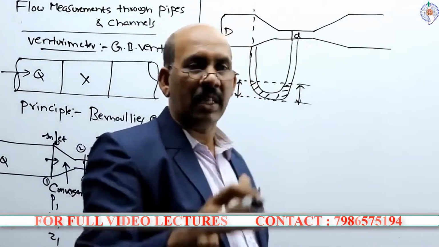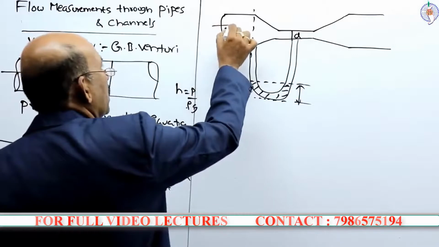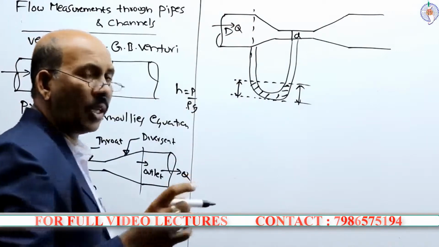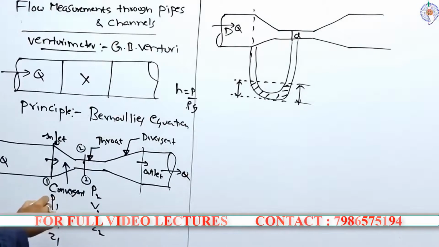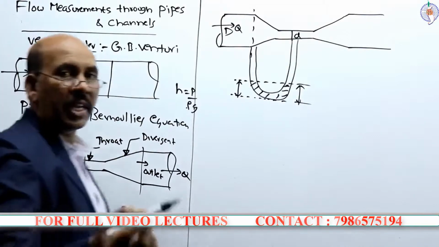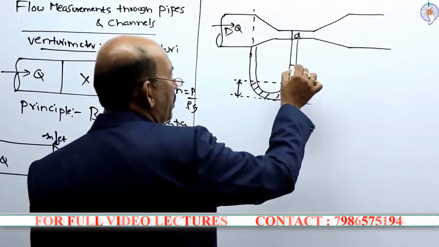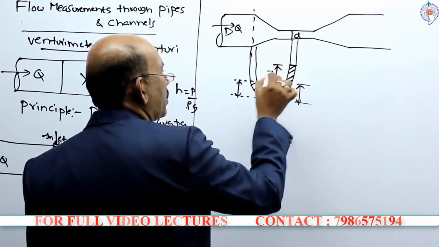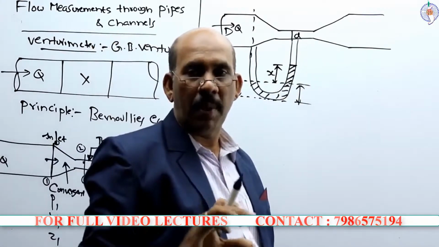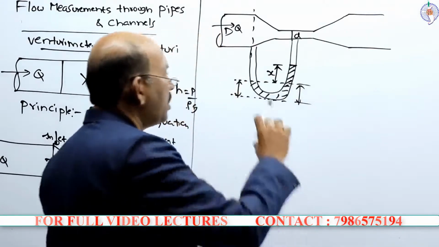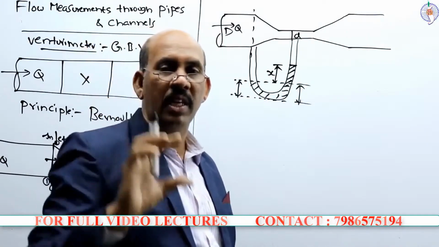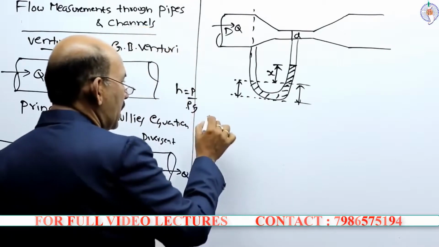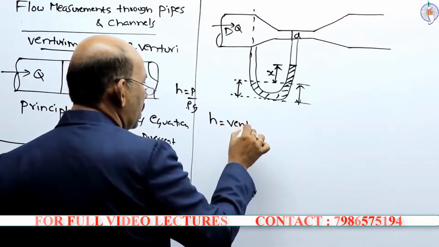And once it is connected to the pipe, the flow passes through this venturi meter. As I mentioned, here the pressure is P1, here the pressure is P2. So P1 is greater than P2, and the difference of this pressure is indicated by a manometric head. Let us consider this is X, the difference of the manometric liquid, or the difference of the pressure head, and X is the pressure head or venturi head, we can say.